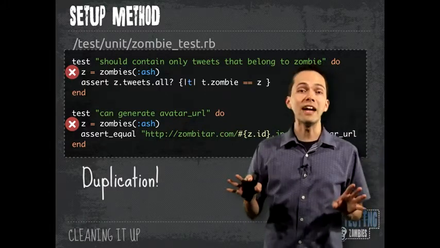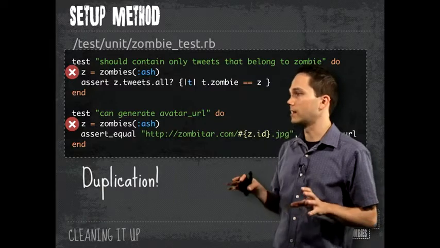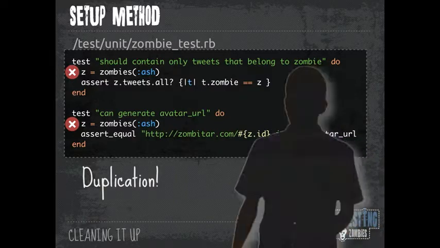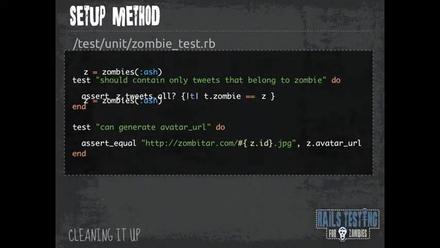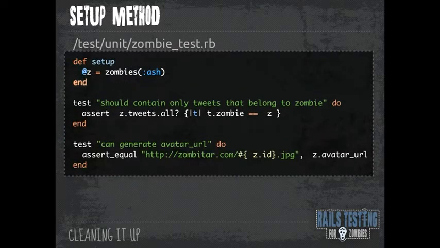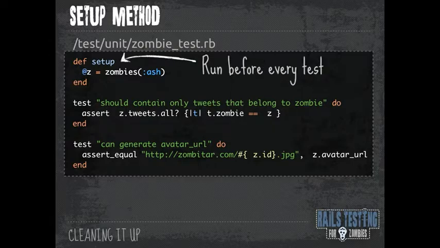So how might we refactor this so we don't have to write z equals zombies dash every time? Let's move this line of code up into a setup method. This setup method by default is going to get run before every test. In order to have this variable accessible, we need to make an instance variable. So we're going to add that @ symbol up at the top, and then add that @ symbol in front of the variable wherever we use it.